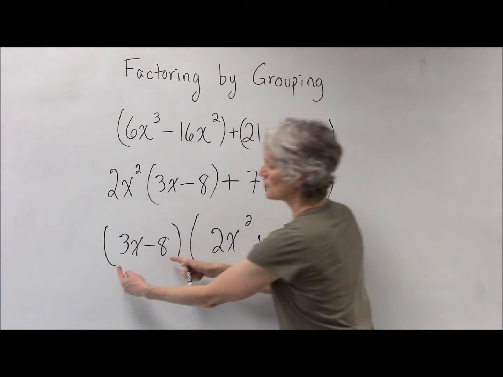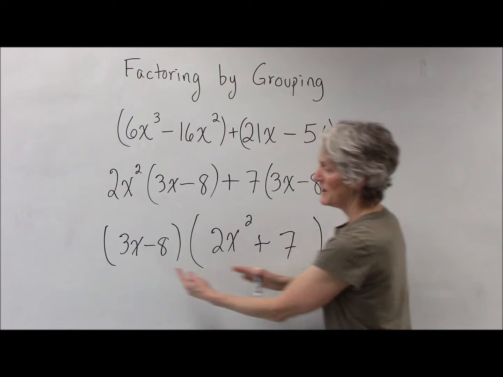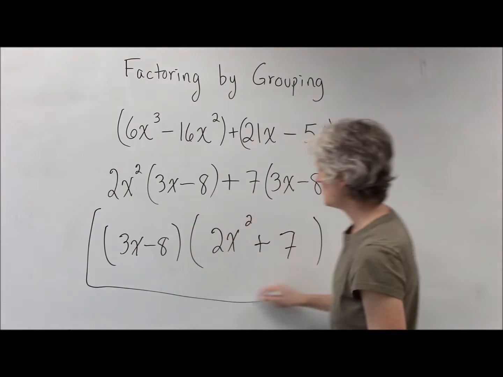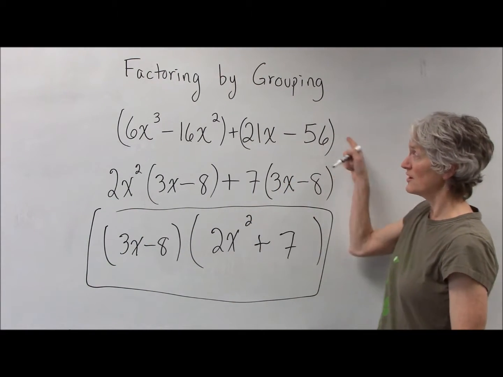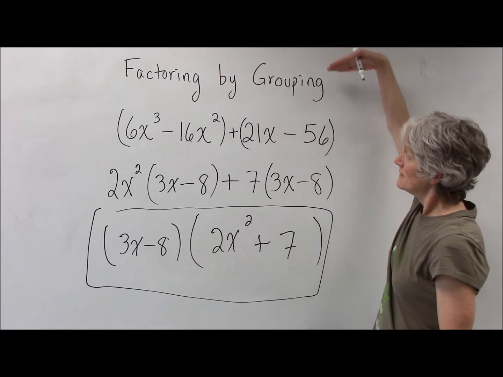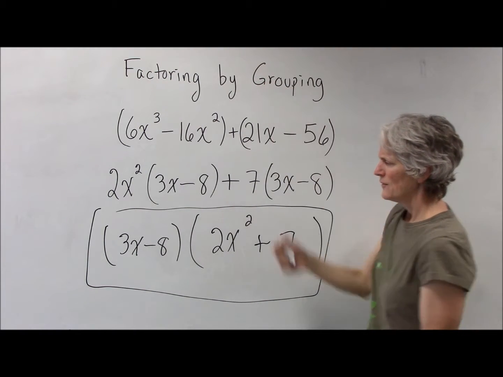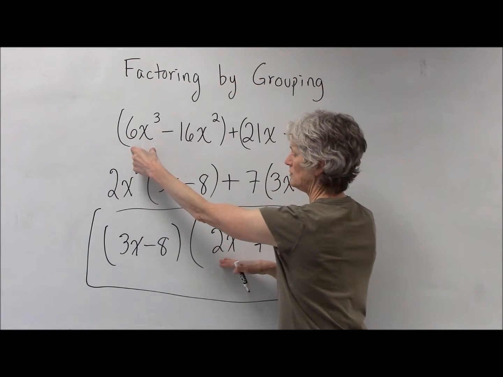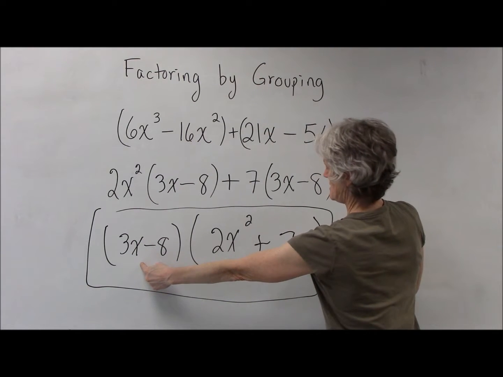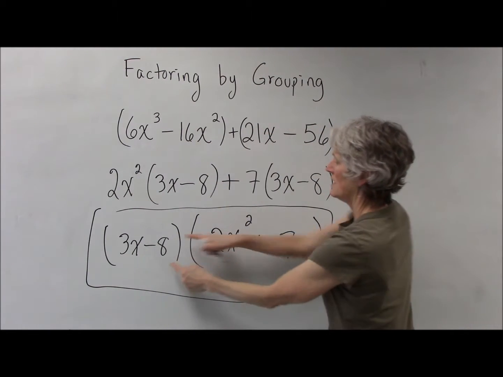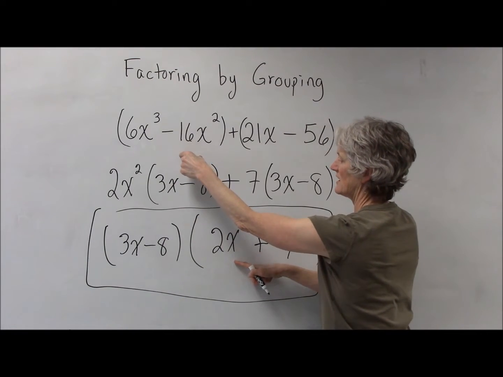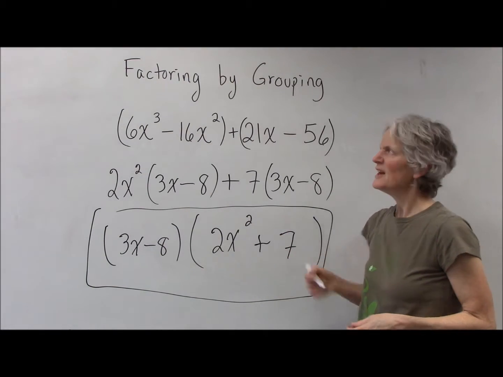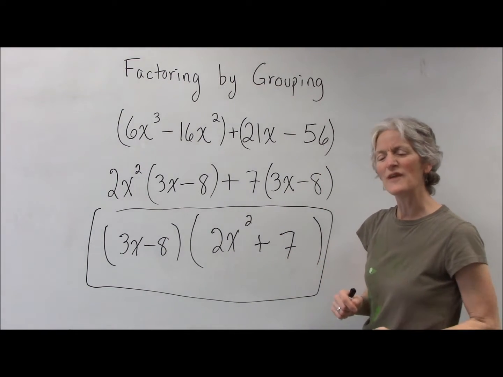Now I just want to look at each factor and make sure it's prime, make sure it can't be factored. I'm thinking I'm done. This would be a fully factored version of this. Make sense? Now, if I just double distributed, I'd get 6x squared, 6x cubed, 3x times 7, 21x, negative 8 times 2x squared, negative 16x squared, negative 8 times 7, negative 56. It works. So that was a strategy, factoring by grouping, that is very handy.